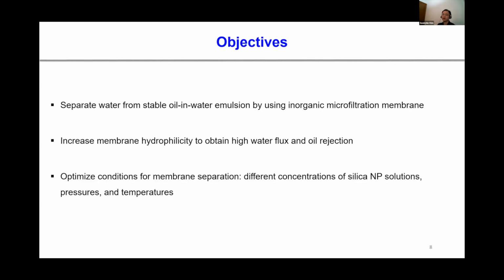The motivation is to separate water from stable oil and water emulsion by using an inorganic microfiltration membrane, to increase membrane hydrophilicity and obtain high water flux and high oil rejection rate. So we optimized conditions for membrane separation, such as concentration of silica nanoparticle solution, operating pressures, and operating temperatures.